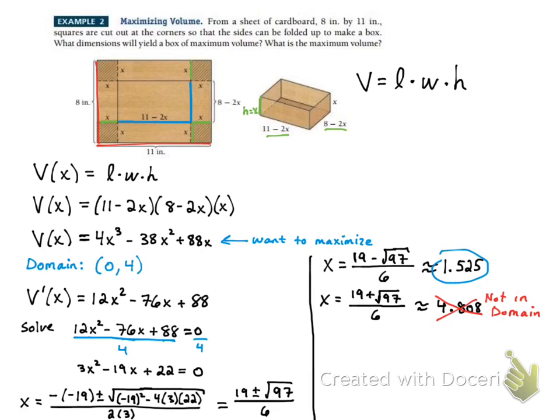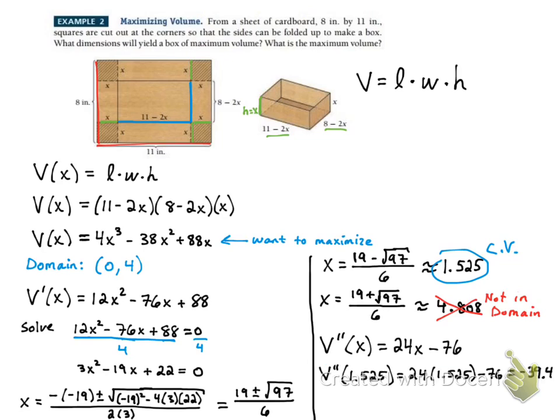X equals approximately 1.525. So now we can plug this into our second derivative to see if it's a maximum or a minimum. So our second derivative function equals this, and now let me plug in the x value of 1.525, and I get negative 39.4. All I care about is that it's negative. So this tells us that we have an absolute maximum at our critical value.